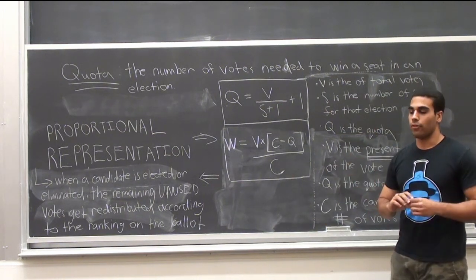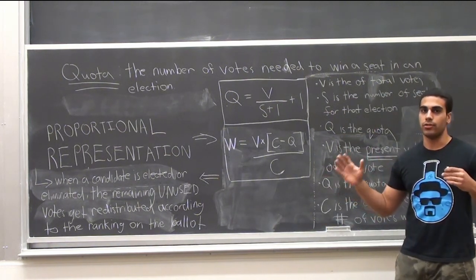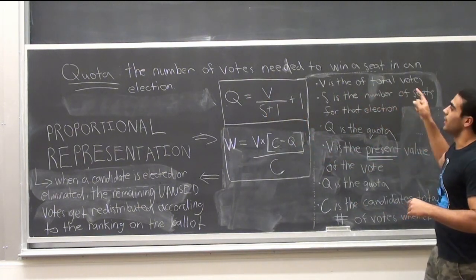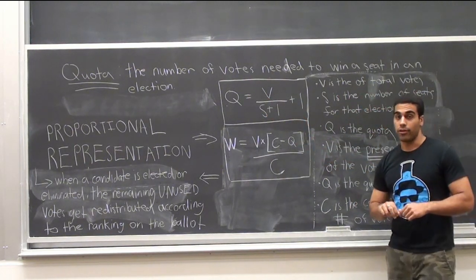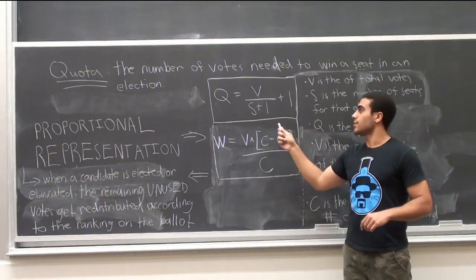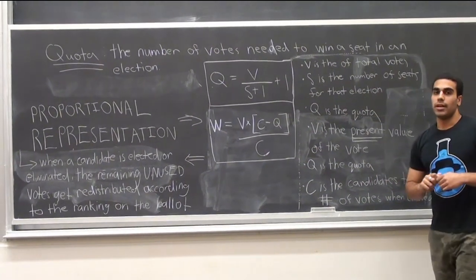So like many other conventional elections, there is a threshold needed to be elected, which is the quota, the number of votes needed to win a seat in a given election. It is calculated based on this formula, which takes into account the number of votes and the number of seats.